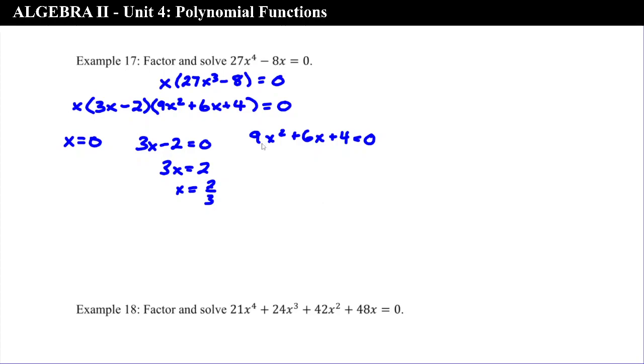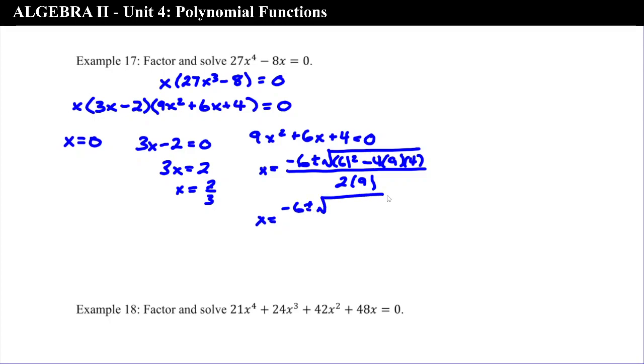Again, not a big fan of completing the square here because we have to divide by 9 and we're going to end up with a lot of fractions to work with. So let's use the quadratic formula again. X equals the opposite of b plus or minus the square root of b squared minus 4ac all over 2a. And what we're going to get is negative 6 plus or minus the square root of negative 108 over 18.